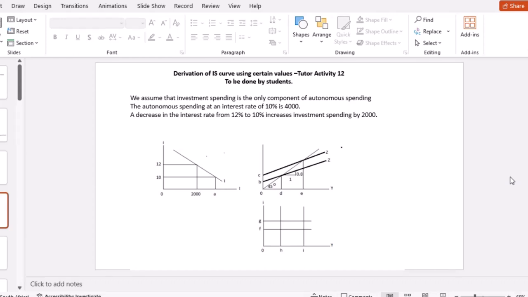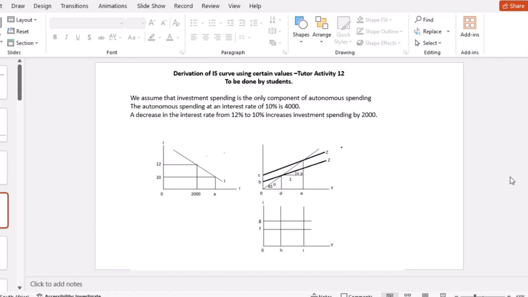So you've got autonomous spending at an interest rate of 10%. Autonomous spending is 4,000 rands. A decrease in the interest rate from 12% to 10% increases investment spending by 2,000. So what is A? Where is A? A is in the investment figure, on the horizontal axis. What is the value for A? Come on. Read the information at the top.